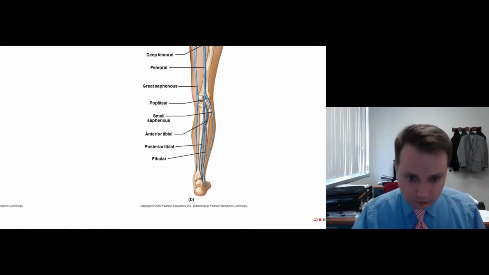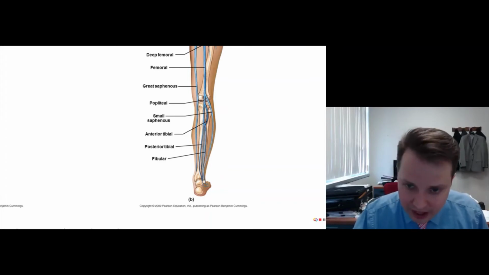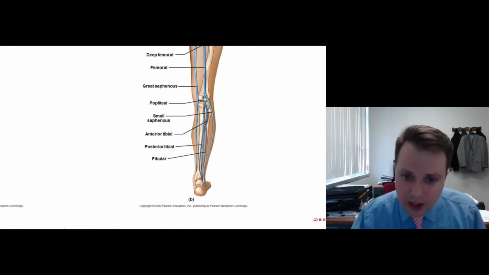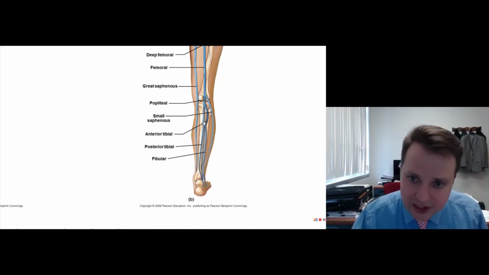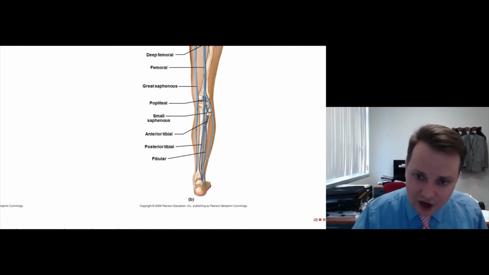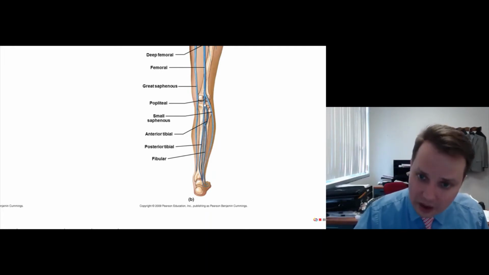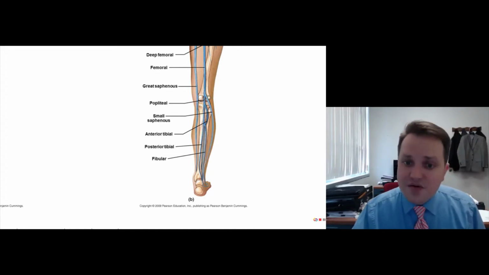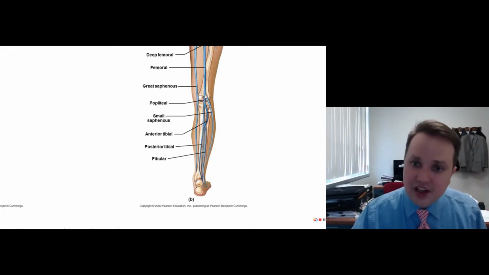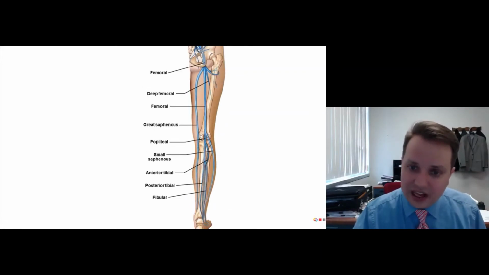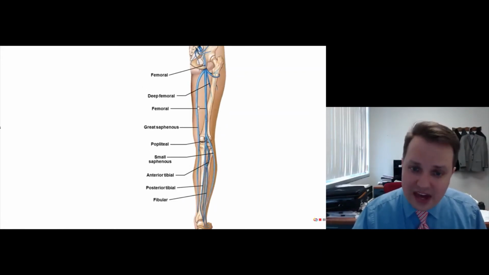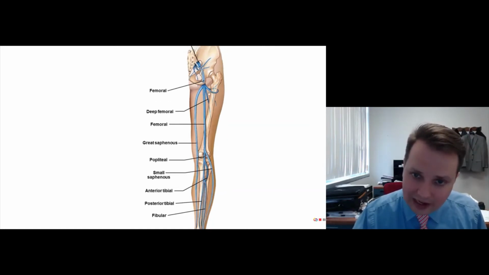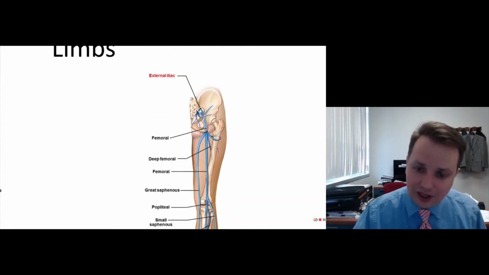Now, the posterior tibial vein goes up to help form the popliteal. The fibular unites with it. Then the anterior tibial unites with it. Then we call it popliteal. Then your small saphenous unites, and we call this the femoral. The great saphenous unites on the femoral, and the deep femoral unites together. We still call this the femoral vein till it makes your external iliac.